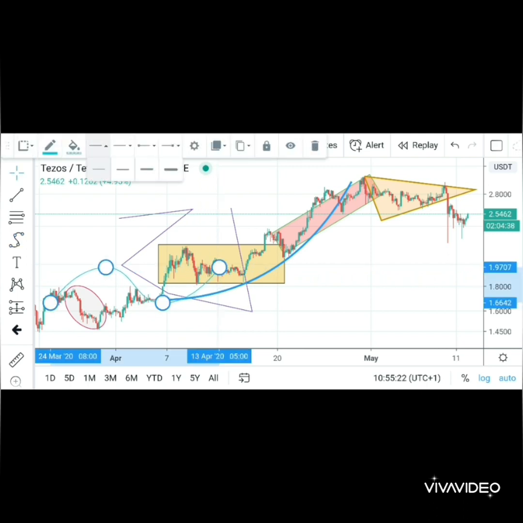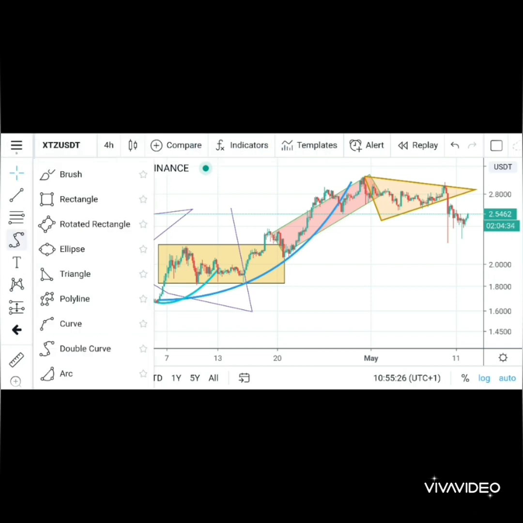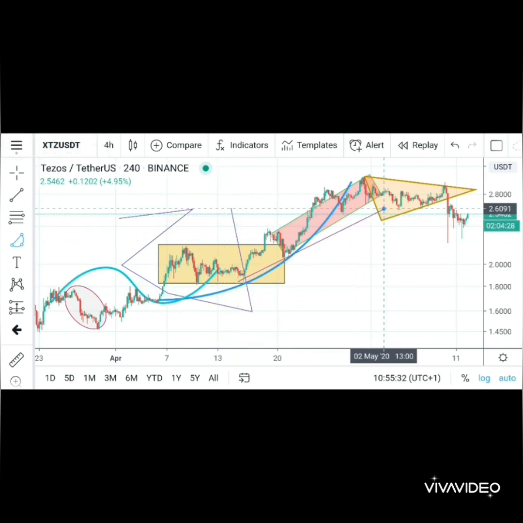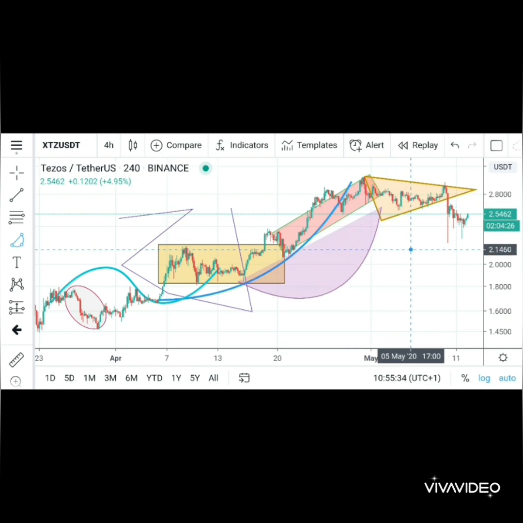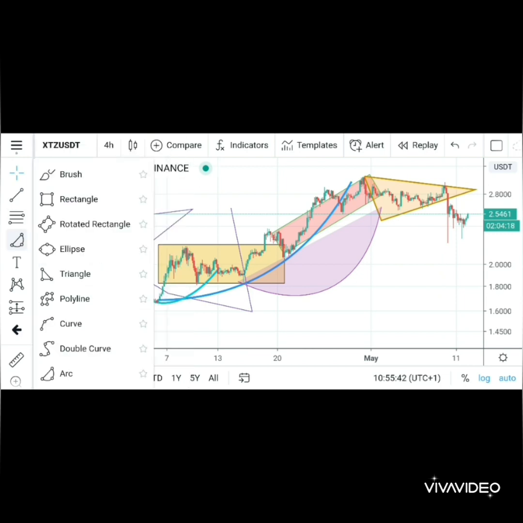So that's your double curve. These are basically just drawing tools on this, and you use your arc. There's arc too. You see, you just use it. Arc is another form of curve. So that's it about that one.